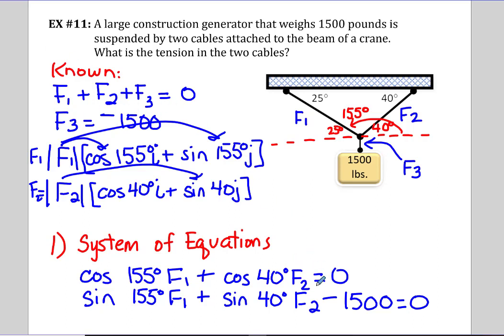And the only reason I don't have the F3 here is because we have F1 and F2, and this one would be 0, negative 1500. You follow that?